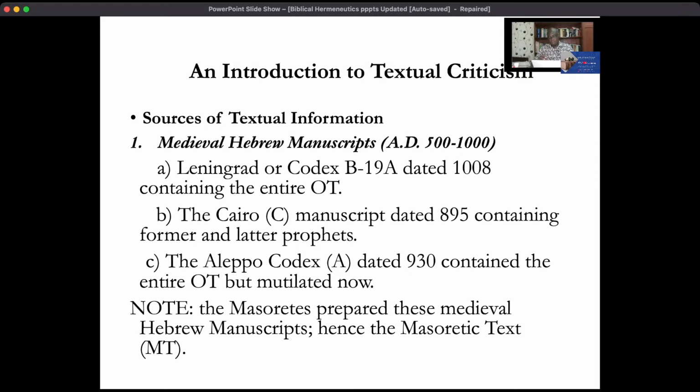Now, the Masoretes were Jewish people who decided to prepare these medieval manuscripts. Hence, we call the Hebrew manuscripts that they prepared between this period the Masoretic texts. And so the Hebrew Bible we are using today, from which several translations have been done, is called the Masoretic text because those who prepared it were Jews identified as Masoretes.